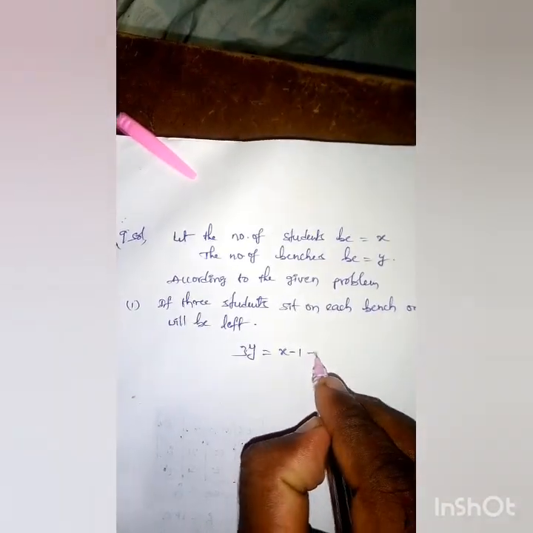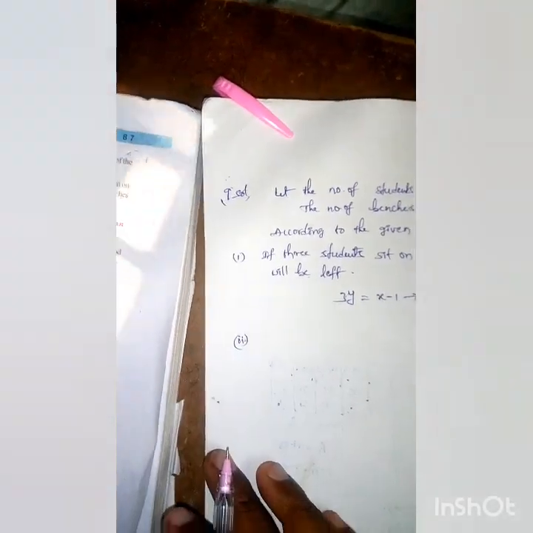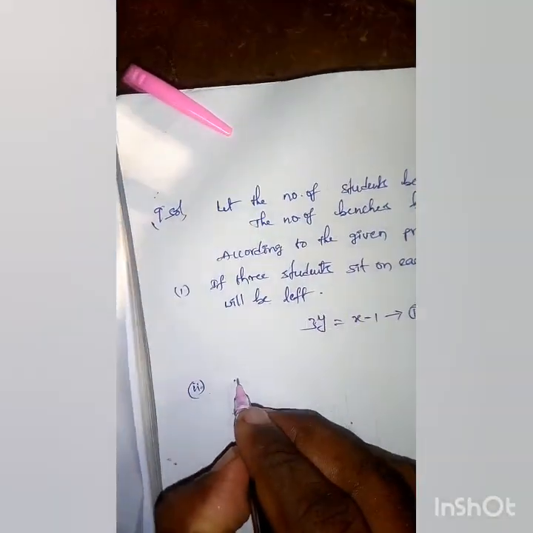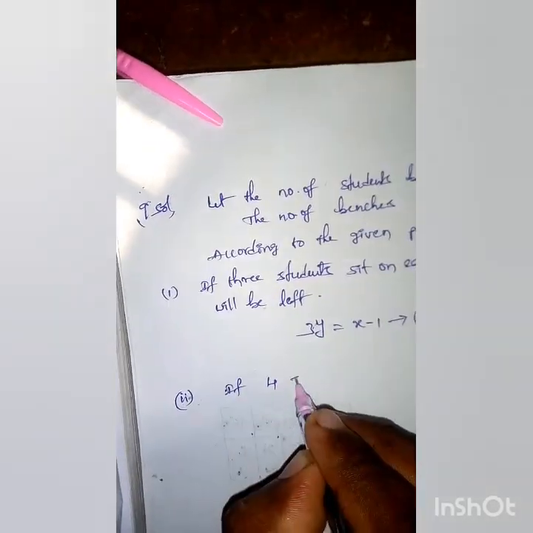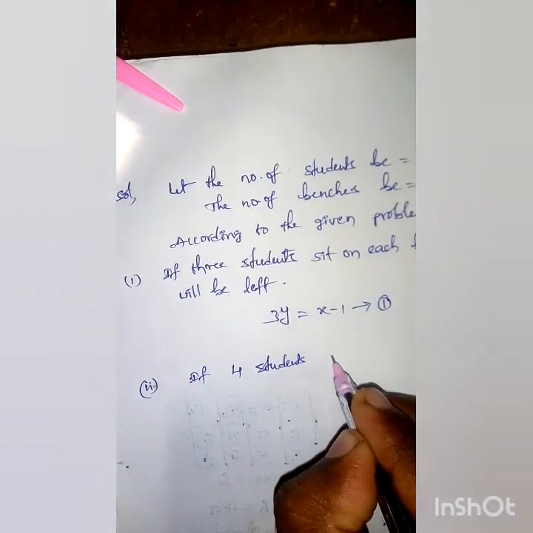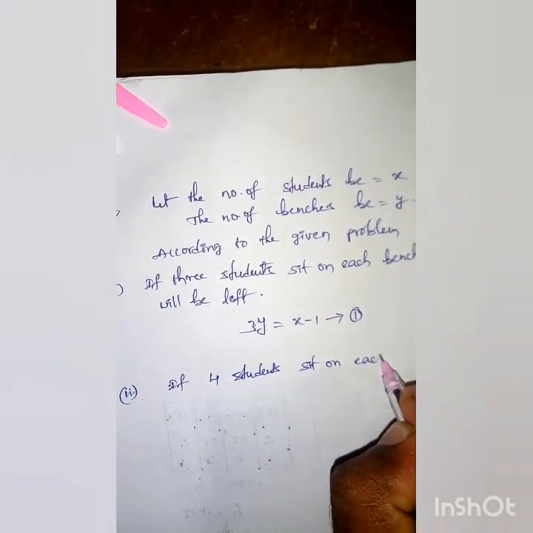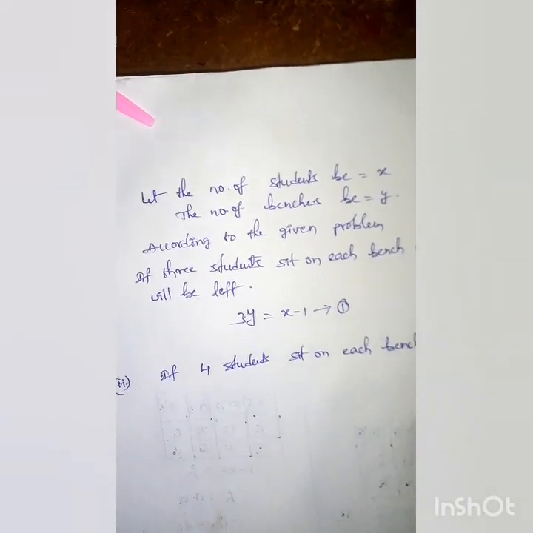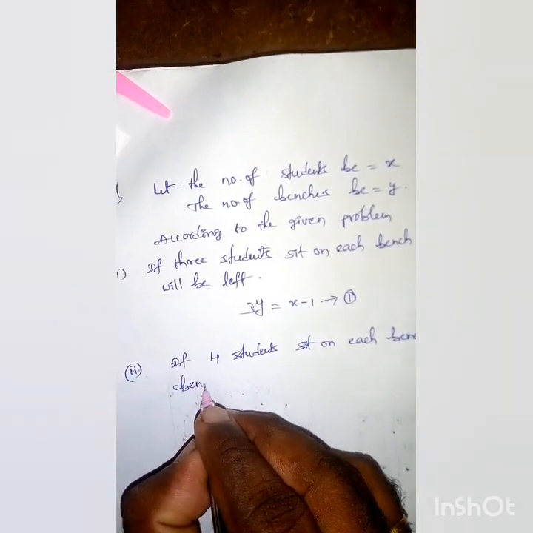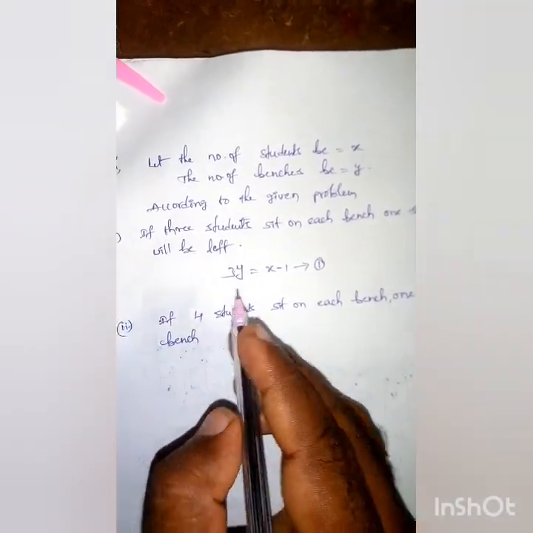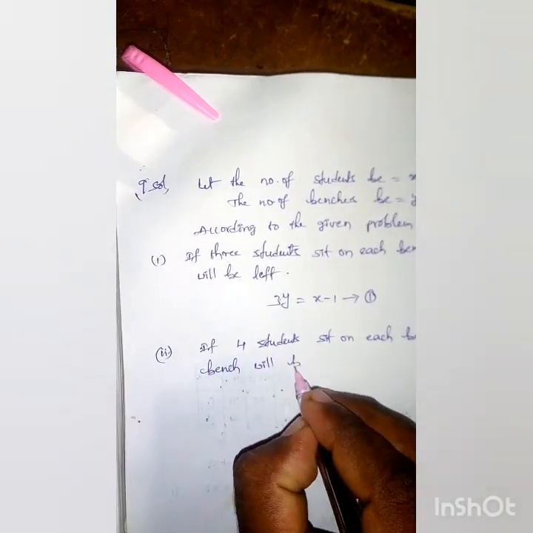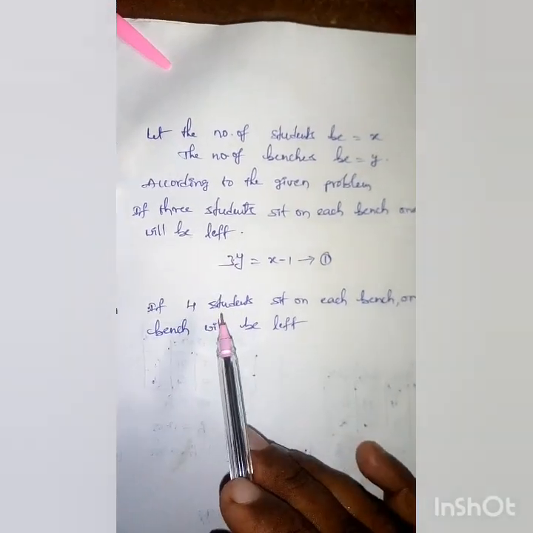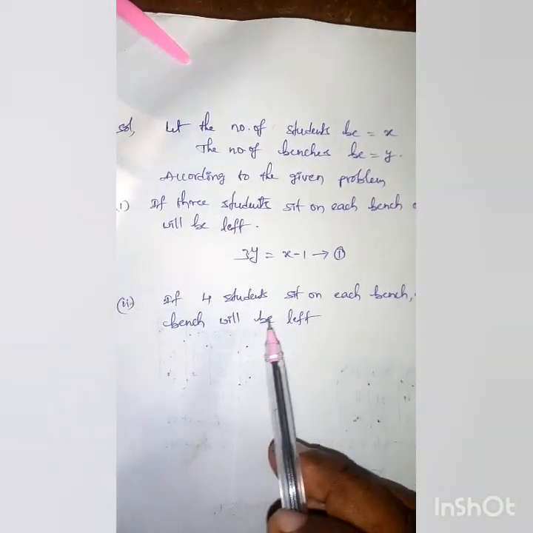Okay, so name it equation 1. Now coming to the second condition. If 4 students sit on each bench, one bench will be left. So observe the second condition carefully.